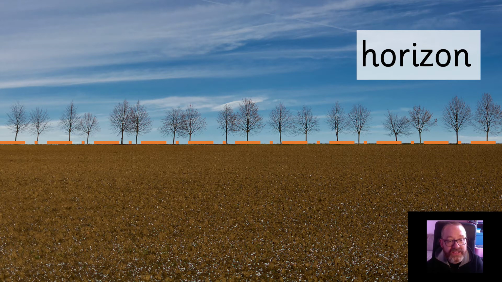And also on land it sometimes seems a bit closer, because perhaps the land has some hills and some bumps that mean the horizon seems closer to you. But always think about the horizon being where the sky meets the land or meets the sea.